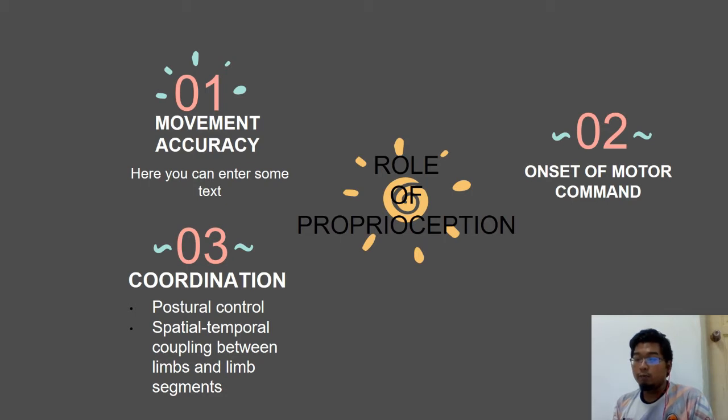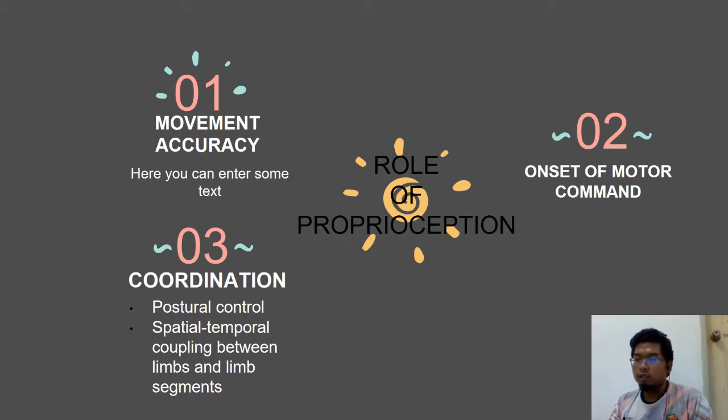The first one is movement accuracy. The influence of proprioception on movement accuracy appears to be due to the specific kinematic and kinetic feedback provided by the proprioceptors to the CNS. The feedback about limb displacement provides the basis for spatial position correction if there is sufficient time to allow movement correction. Also, proprioceptive feedback about limb velocity and force influences movement distance accuracy.